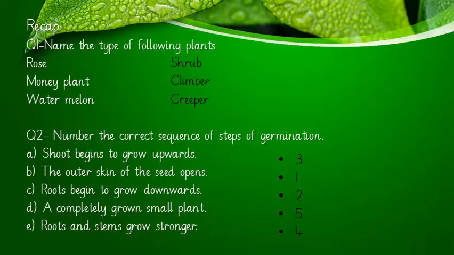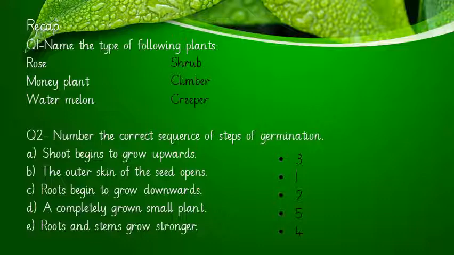Coming up towards the answers, starting from question number 1. Rose is a shrub, money plant is a climber, and watermelon is a creeper. Question number 2. Part A. Shoot begins to grow upwards. This is third step of germination. The outer skin of the seed opens. This is first step of germination.